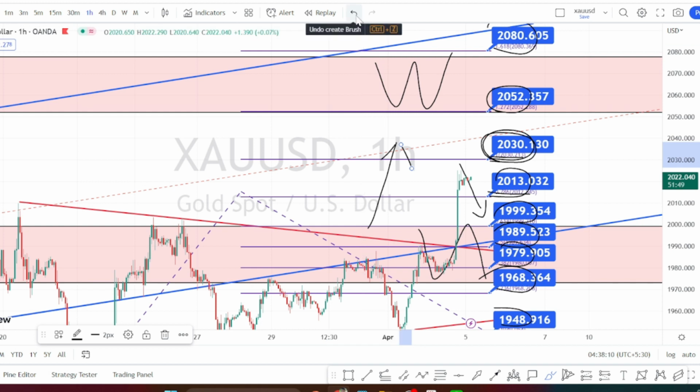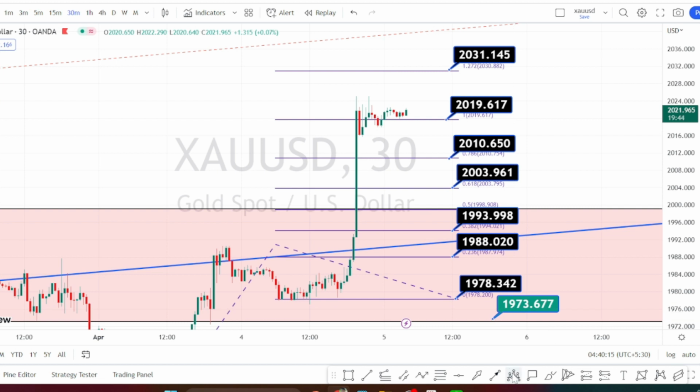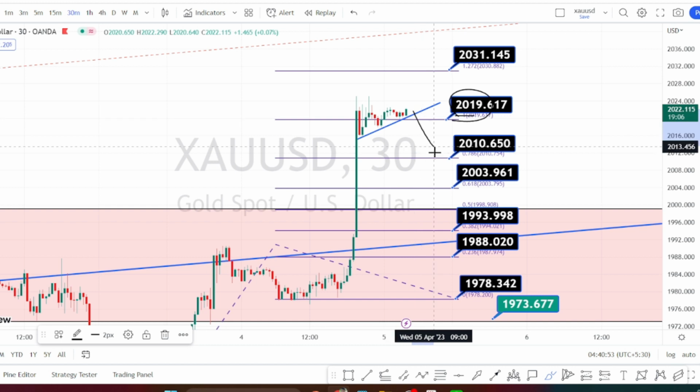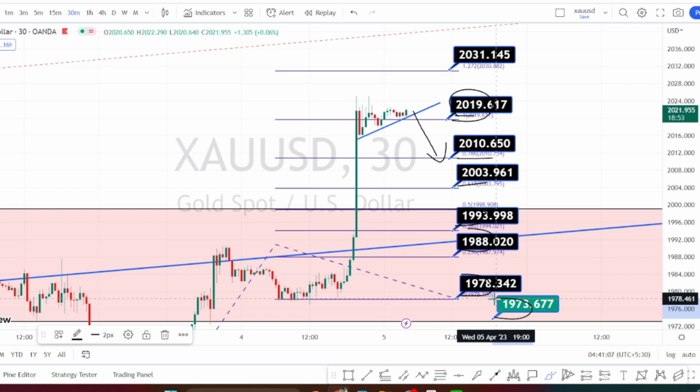Let us look at the price action in 30 minutes time frame. I am in 30 minutes time frame, and currently the price action is still in a bullish trend. Wait for the price action to give a breakout from this support level of 2019, and next level of support is going to be around 2010, 2003, 1993, 1988, 1978 and 1973.